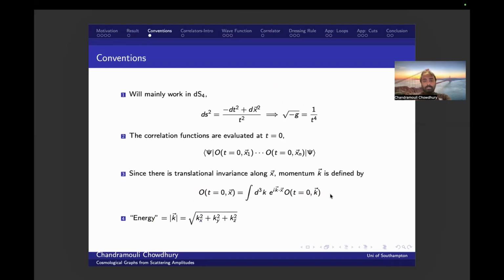Good. So let me state my conventions. I'll mostly work in what's called de Sitter 4, which has some metric of this kind, although many things I'll say can also be worked out for flat space. And I'll be evaluating these correlation functions at late time, which is near t goes to 0. And I'll work in something called momentum space, which is defined by taking a Fourier transform along the spatial direction and is given by this object. And I'll also loosely use the word energy, which simply stands for this thing, where these are the different spatial components, although there's no notion of conserved energy in this case.